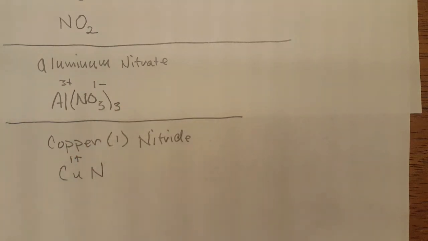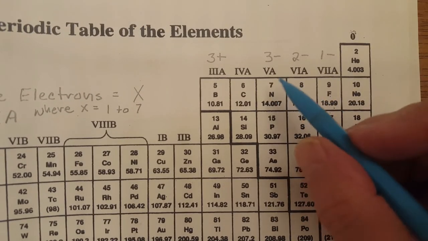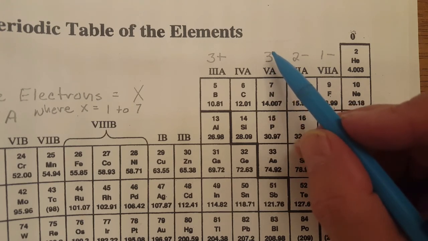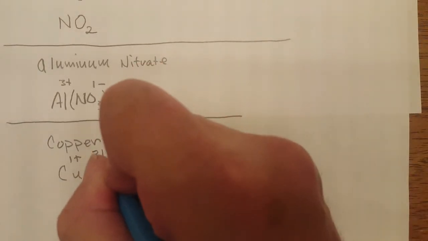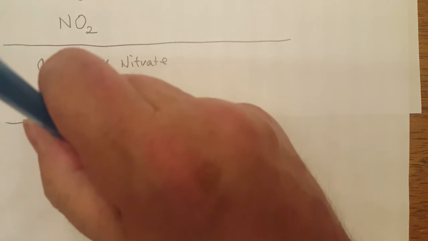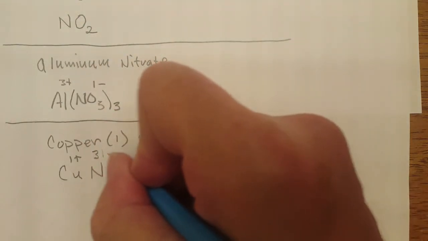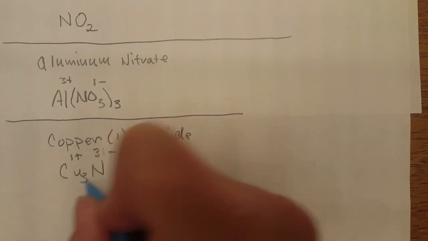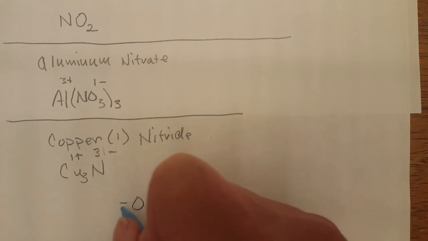We look at the periodic table for nitrogen. Nitrogen is right there. It's 5A. It's going to pick up 3 electrons, and its charge is going to be 3 minus. Okay, so we're going to cross these. Copper gets the 3, nitrogen gets the 1. Let's do the charge balance.